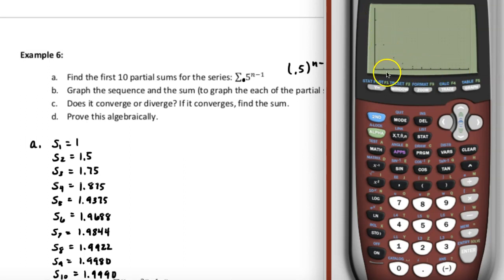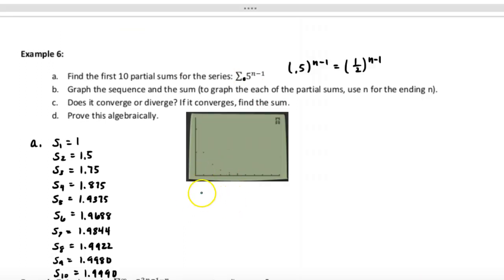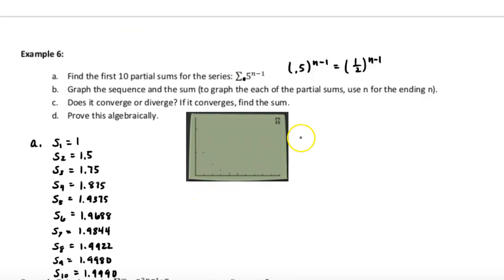I can see that these values are getting smaller and smaller, and let's see if I can make these dots any bigger. All right, this is going to have to do. And so this is our graph of the sequence. And so let's just take a picture of this. And so we can just note that this is the sequence.